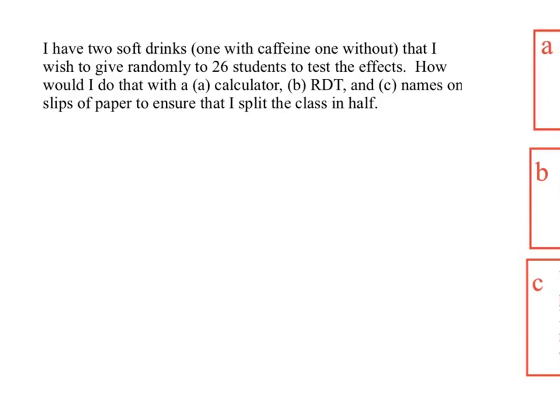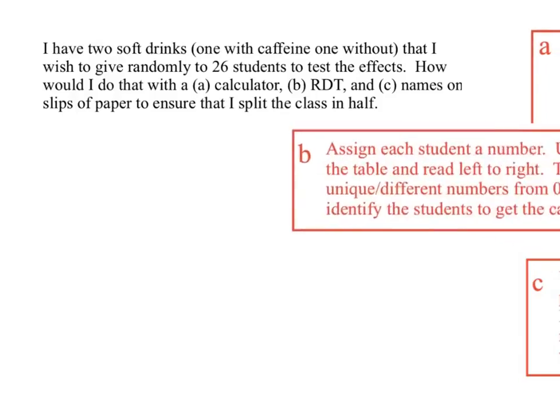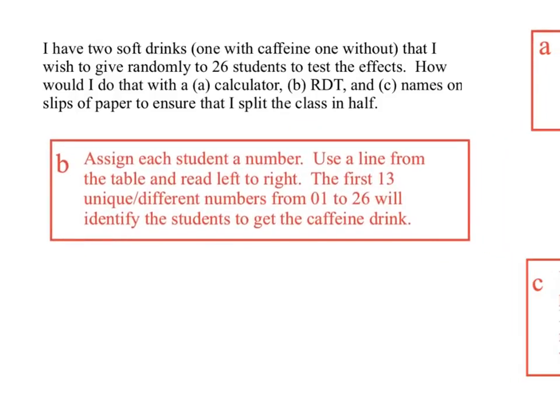Okay. Next, how would I do it with a random digit table? Assign each student a number. Use a line from the table and read left to right. The first 13 unique different numbers from 01 to 26 will identify the students that get the caffeine drink. So again, we need to say unique and different numbers. We need to say the numbers we used, and then of course the rest we won't use.